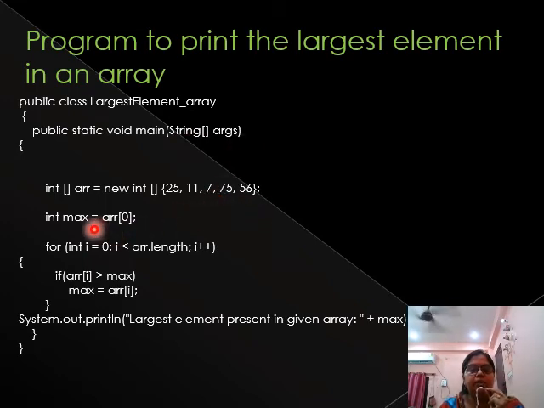Int max. First we consider the element at position 0 of the array as the maximum. There is a loop, and we check if array[i] is greater than max, then max becomes array[i]. Like that it will continue, and we will find our largest number, and then we will print the maximum, the largest number in the array.